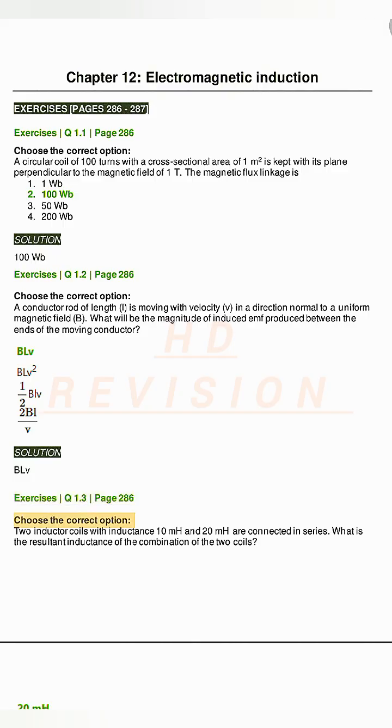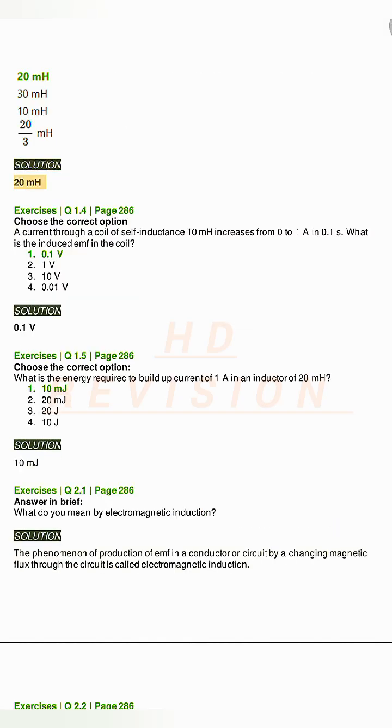Exercises Q1.3, page 286. Choose the correct option. Two inductor coils with inductance 10 mH and 20 mH are connected in series. What is the resultant inductance of the combination of the two coils? Solution: 20 mH.